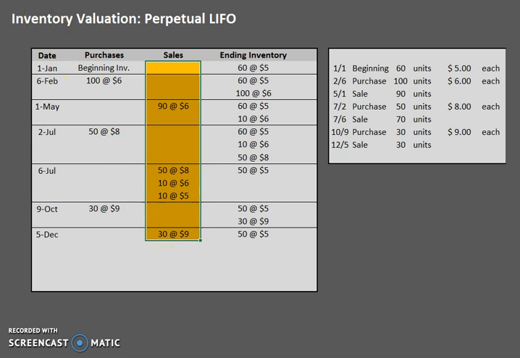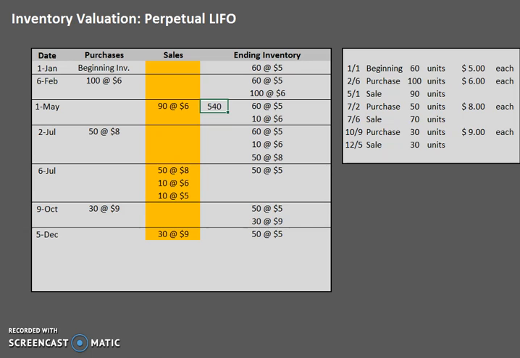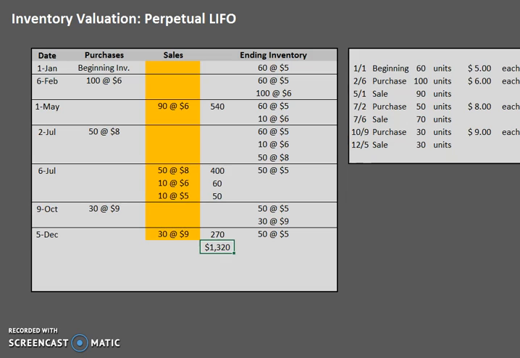So 6 times 90, that gives us 540. 8 times 50, that's $400 for that layer. 10 times 6, that's $60 for that layer. 10 times 5, $50 for that layer, and 30 times 9, $270 for that layer. So once we add those all up, we get $1,320 as our cost of goods sold, also known as cost of merchandise sold.